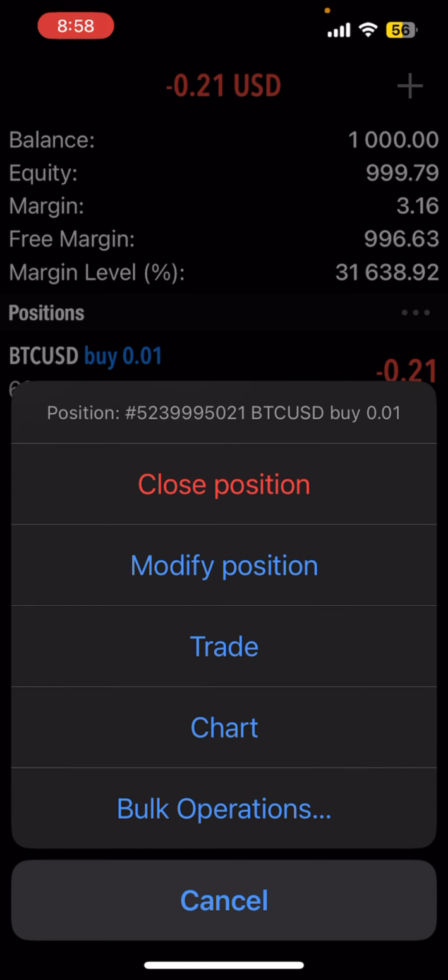You can modify the position, which would be to change your stop loss and your take profit, right? You could click trade to add an additional trade. You could also modify from there. You could click chart. You'll be able to see the actual real-time chart with your positions open, meaning where your take profit is, your stop loss, and so on and so forth. And then you would also have bulk operations where you could do a series of things all together.